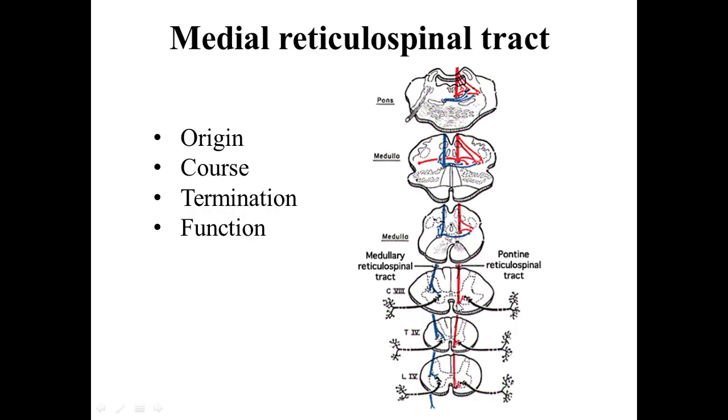Now these fibers terminate in the alpha and gamma motor neurons of the spinal cord. The function of this tract is to facilitate the extensor muscles of the trunk and limbs. So these fibers in the medial reticulospinal tract stimulate the extensor muscles of the trunk and limbs. Thus, it is concerned with the postural adjustment of the head, trunk and limbs. It is also responsible for bladder and bowel control.